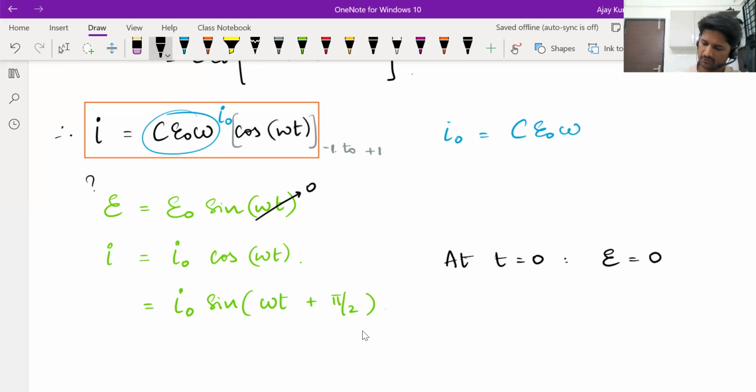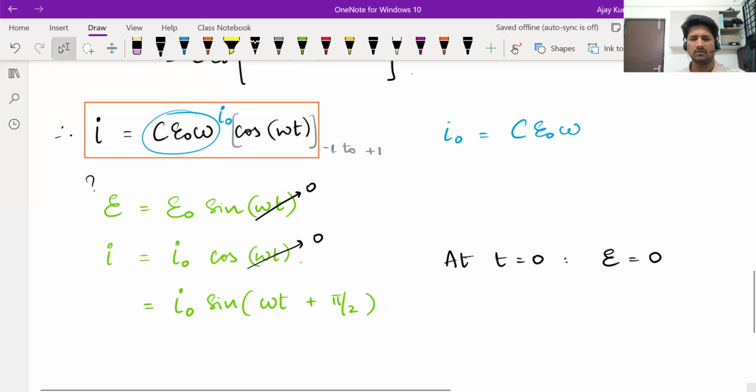Fine. But substitute the same t equal to 0 in the current equation. How much is cos 0? 1. Then how much is the current at that time? The cos function becomes 1. How much is the current? I naught. Current will become I naught. That is the peak value of the current. So I becomes I naught.